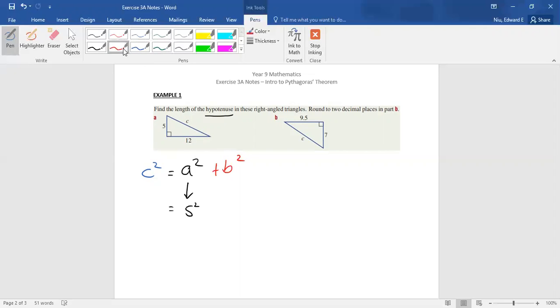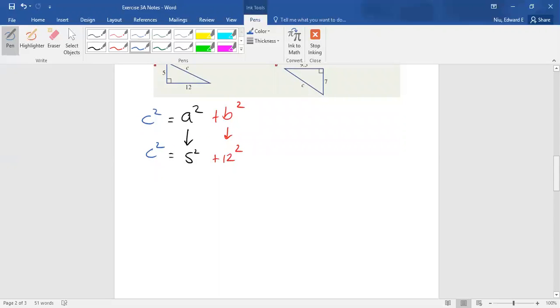The B side here is going to be 12. And then the C squared is, well, C squared. And so what do we do now? Well, we can actually fix up, so we'll write our little therefore. We can fix up the right side, can't we? So we know we can add together 5 squared and 12 squared. So 5 squared is what? 25. 12 squared is 144.